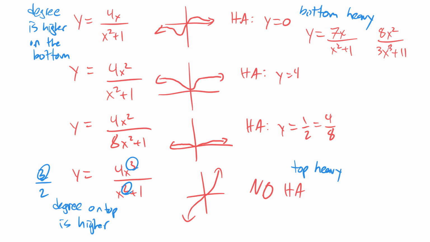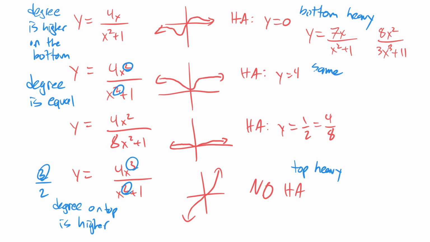But what about the case we have in the middle here? Well, it looks like the degree is the same, right? Here, we would say the degree is equal. The 2 and the 2, these are the same. So when we have something that's not top heavy or bottom heavy, but something that's the same, this is where the real magic happens. Because if it's the same, you get an interesting asymptote. Here we had an asymptote of 4. Here we had an asymptote of 1/2.